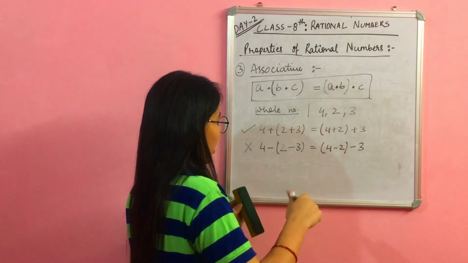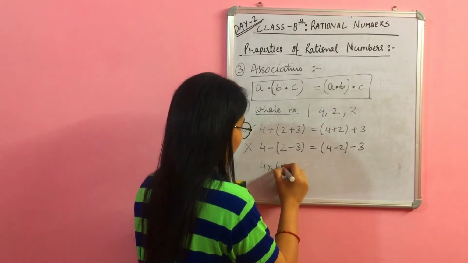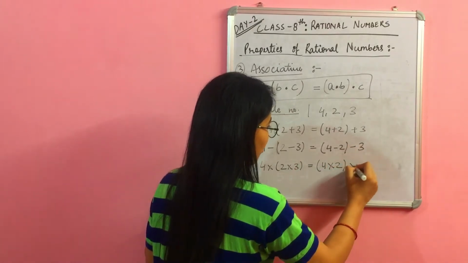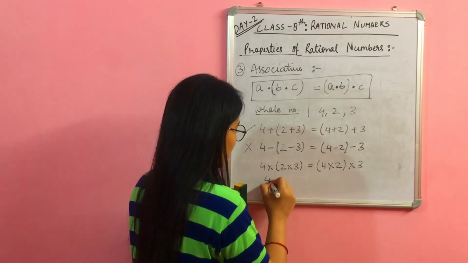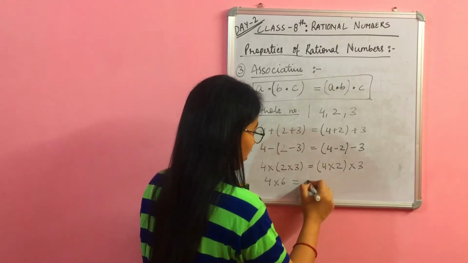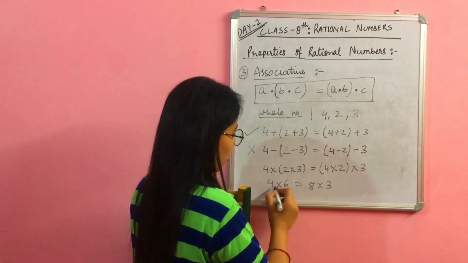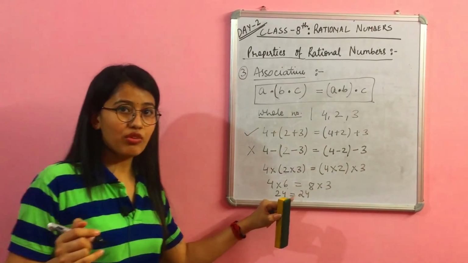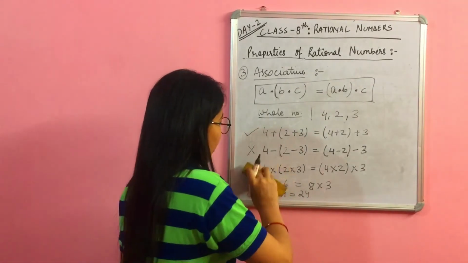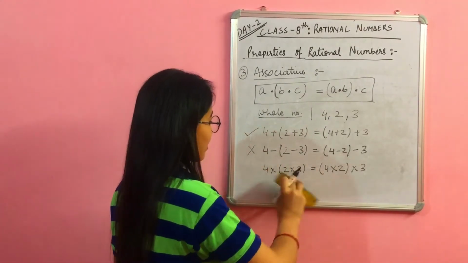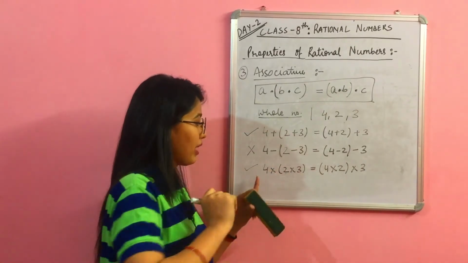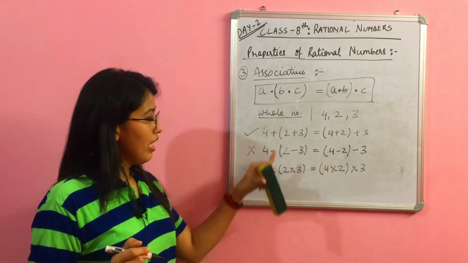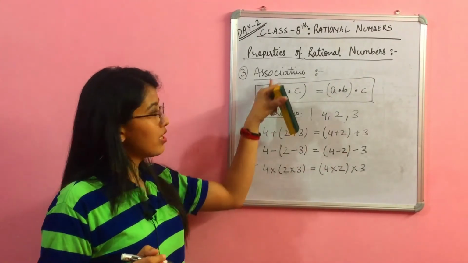Okay, let us check for multiplication. 4 multiplied with 2 multiplied with 3 is equal to 4 multiplied with 2 multiplied with 3. Okay, so this will be 3 2s are 6, 6 multiplied by 4, so 6 4s are 24, is equal to 8 3s are 24. Clearly we can say that these two elements are equal, right? Now, we can say that for multiplication also our condition is satisfying. Okay, so in the set of whole numbers, multiplication is associative.